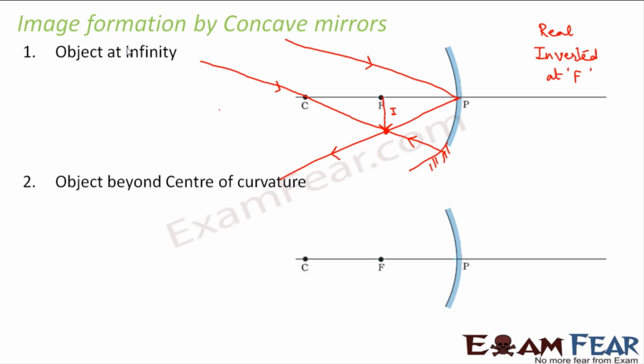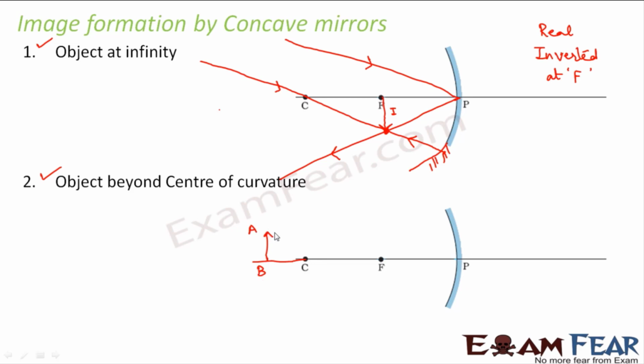Okay, now let us look at the second scenario where we say that the object is beyond the center of curvature. That means the object is far from the mirror, but it is not that far. So it is somewhere beyond the center of curvature. Let us assume that the object is somewhere here. Let me call the object AB.